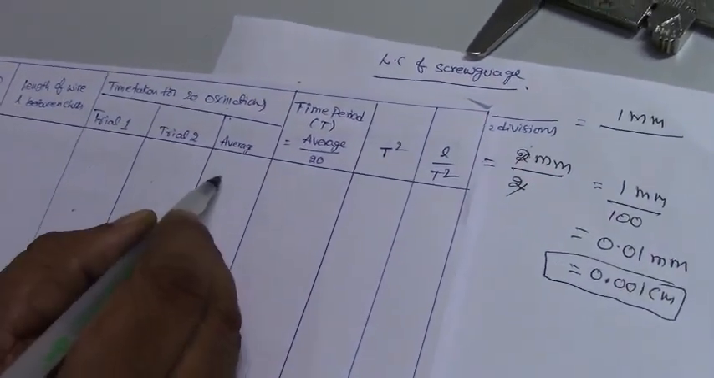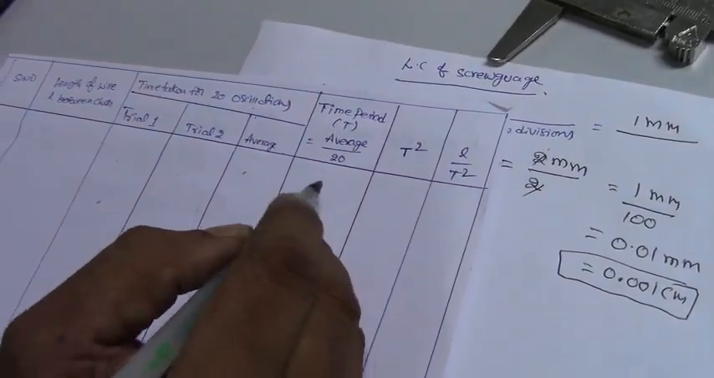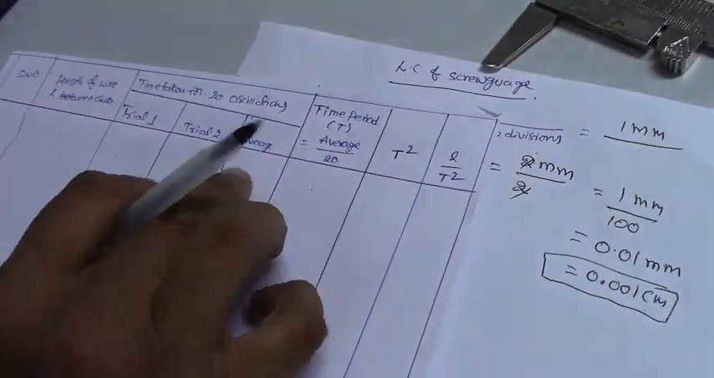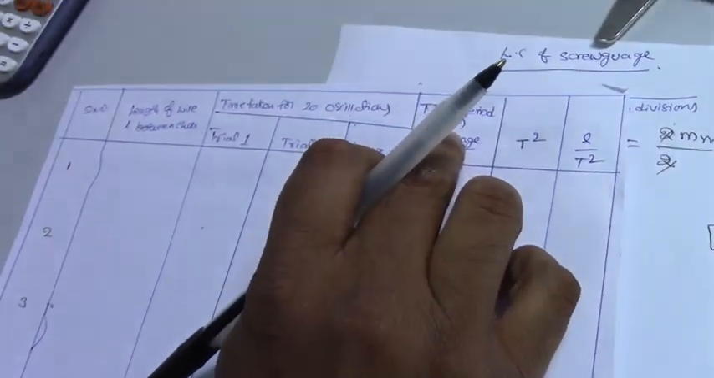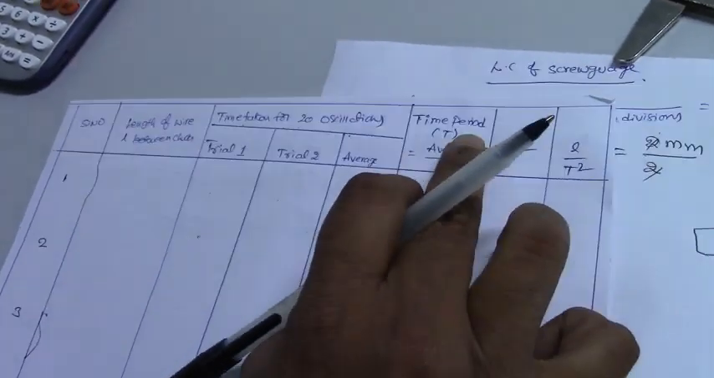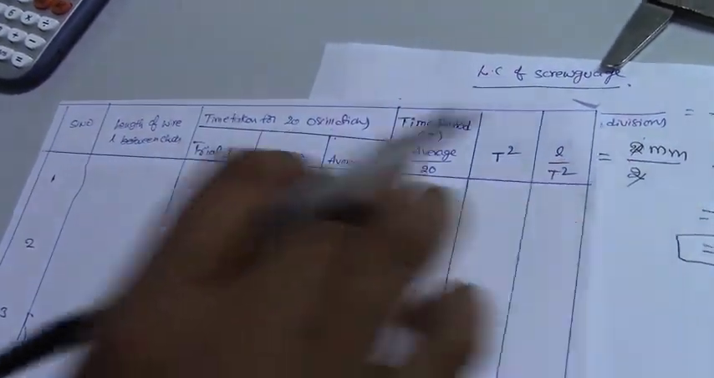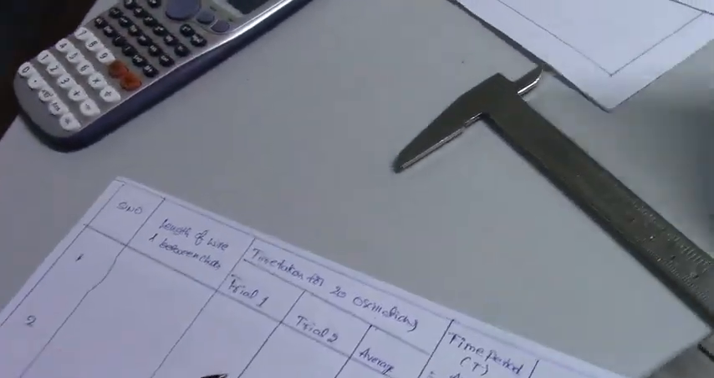Then the time period, the time taken for one oscillation. Actually we are able to get the time taken for 20 oscillations, but I need the time taken for one oscillation. This average divided by 20 is the time period. It is indicated with t, then t square of this t, and L by t square. L is nothing but length, L by t square. Let me start the experiment first.